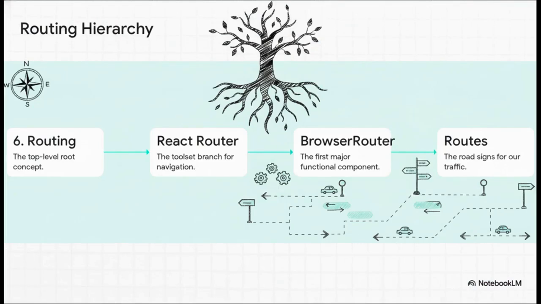Okay, tracing the top-level hierarchy from our source text, we start right at the root, 6 routing. That branches directly into React Router. And from there, we hit our very first major functional components, the browser router and then routes. We really need to anchor ourselves right here in this tree before we zoom in any closer, because these steps represent the absolute core infrastructure of our entire digital transit system. Basically, without these, absolutely nothing else on the map works.